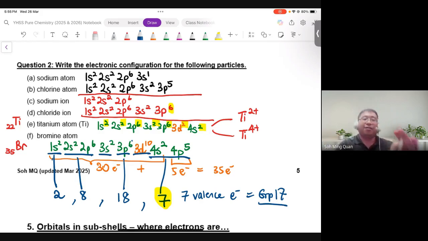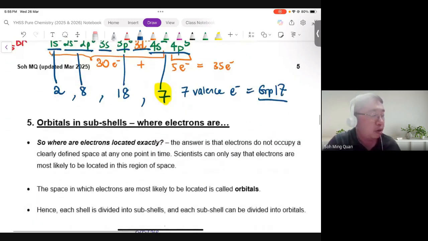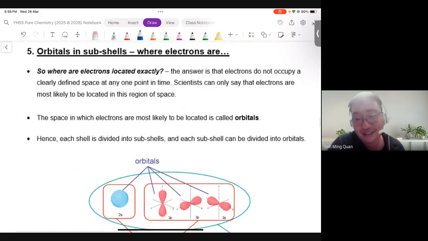All right. Now, the reason why we cannot write this way at O level and we cannot teach you this way at O level is because what do the subshells actually look like? The answer is actually the subshells themselves are further divided up into things called orbitals. All right. So the subshells themselves are divided into orbitals. So you can divide it even further. And orbitals are where the electrons are located exactly.